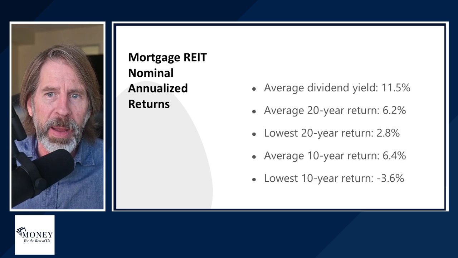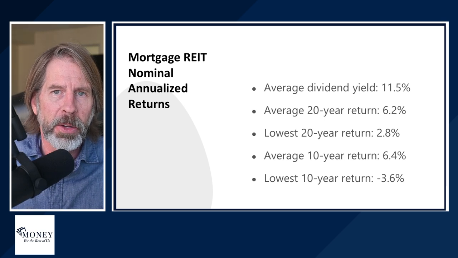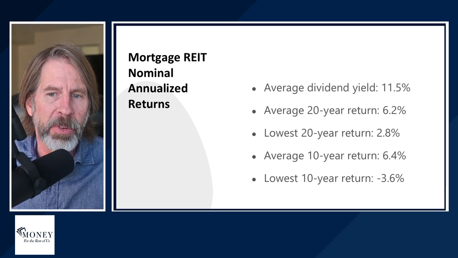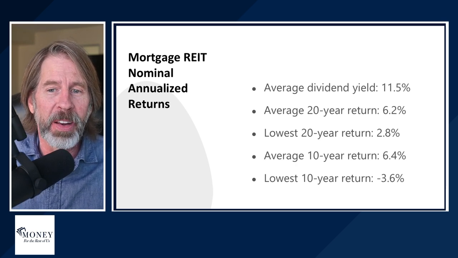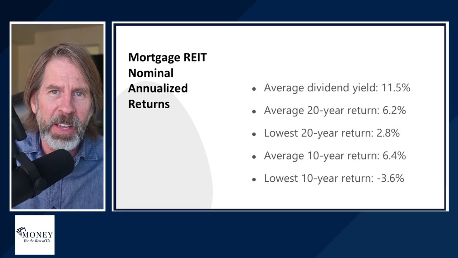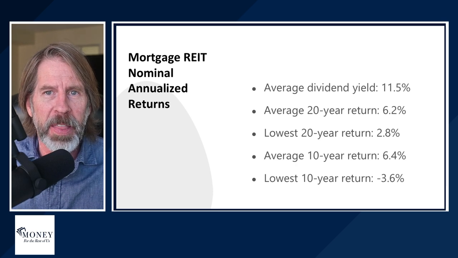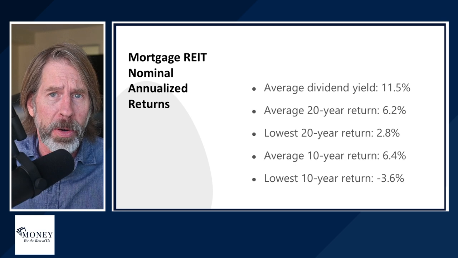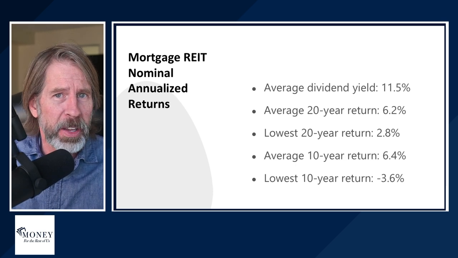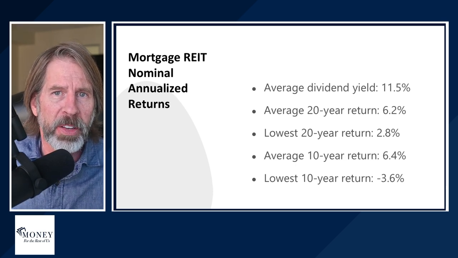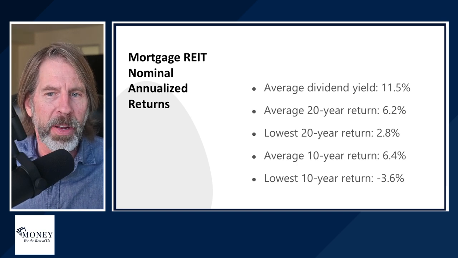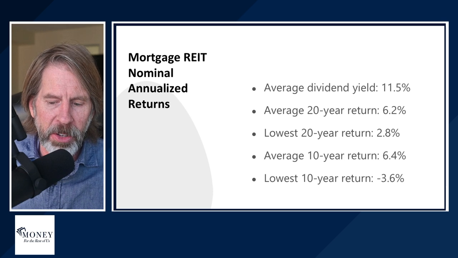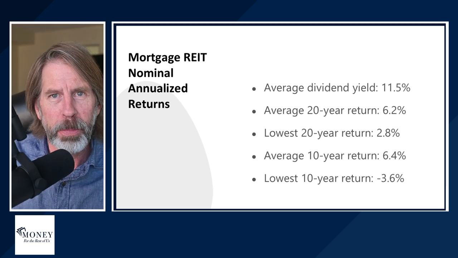On average, if we go back the past 20 years, dividend yields for mortgage REITs have been about 11.5%. But the average return's only been 6.2%, which shows the impact of falling prices and the dividend being cut. The lowest 10-year return, as we go back through the history of mortgage REITs, is negative 3.6% annualized. The lowest 20-year return's been 2.8%. And then, as I mentioned, the average is about 6.2 to 6.4%.